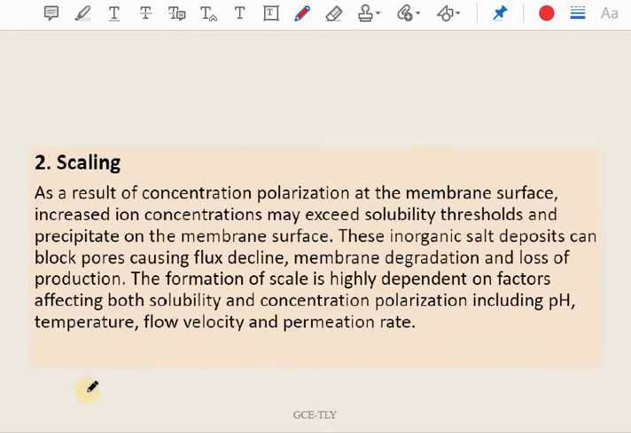So the second method of fouling is scaling. This is a result of concentration polarization. Concentration polarization is nothing but the increase in the concentration of ions on one side of the membrane, which is the feed side. So this disrupts the concentration of ions in the water which is filtered and the water which is being filtered. So there will be a change in concentration polarization at the membrane surface, and this increased concentration of ions may sometimes exceed the solubility threshold.